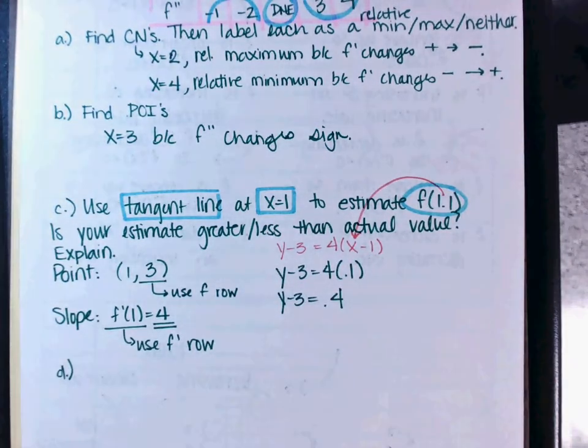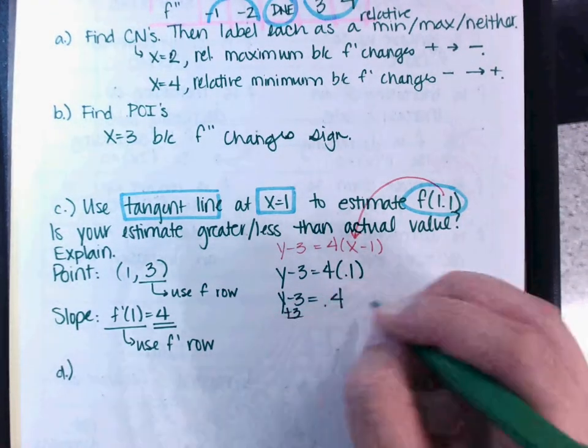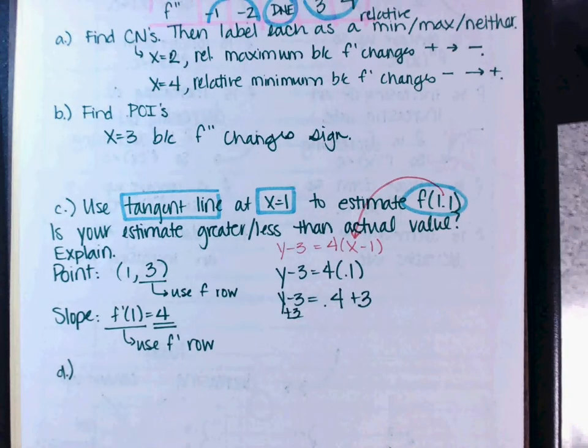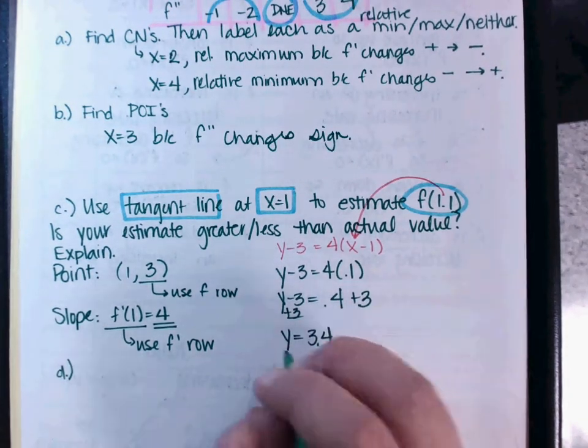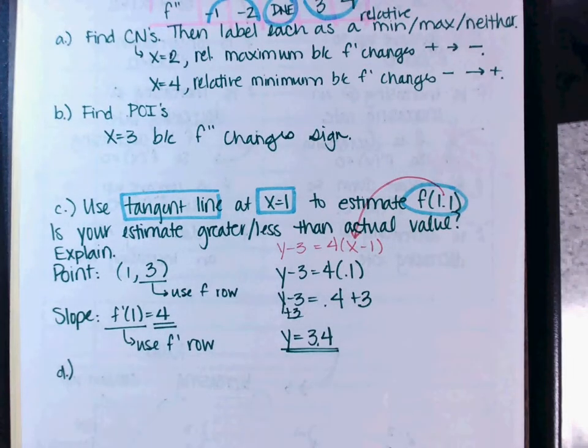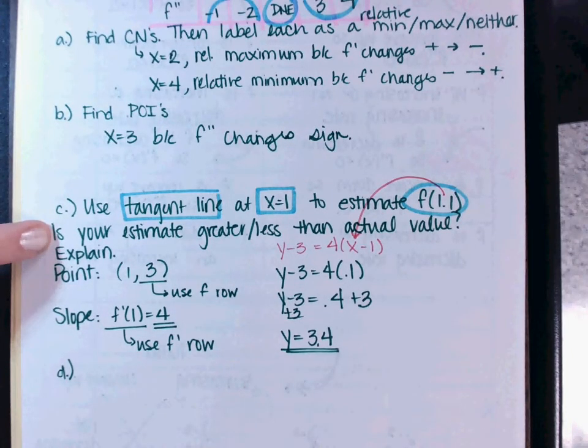0.4, yeah? And then what do I do with my minus 3? Plus 3, plus 3. What is 0.4 plus 3 more? 3.4. Okay, I want you to pay attention now. This is an additional question that's added at the end. Is your estimate greater than or less than the actual value?